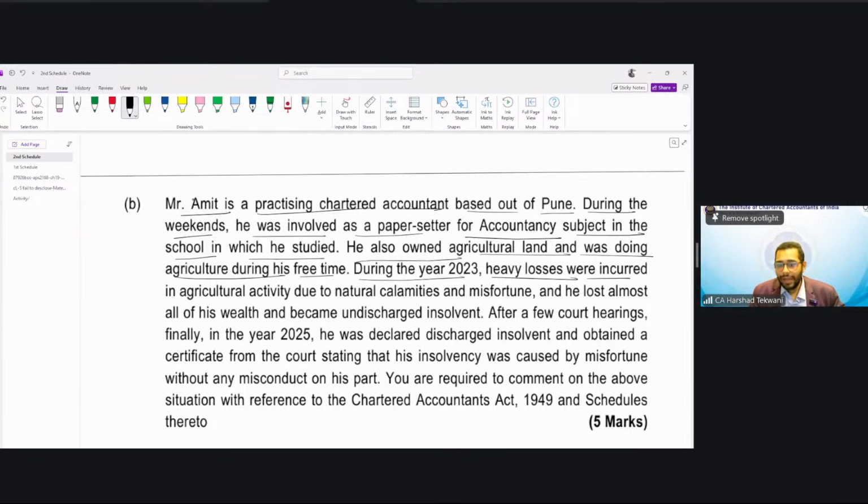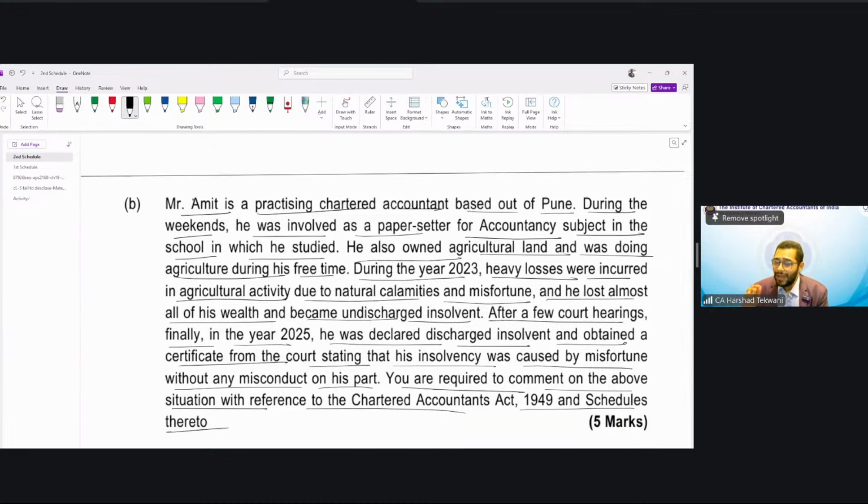2023, heavy losses were incurred in agriculture activity due to natural calamities and misfortune, and he lost almost all his wealth and became an undischarged insolvent. After a few court hearings, finally in year 2025, he was declared a discharged insolvent and obtained a certificate from the court stating that his insolvency was caused by misfortune and without any misconduct on his part. You are required to comment on the above situation with reference to the CA Act and the schedules thereto.